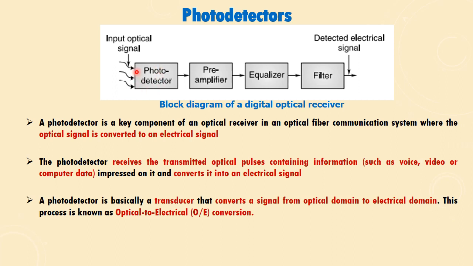This photodetector receives the transmitted optical pulses by means of optical fiber, and that optical signal may be a voice signal, or video, or computer data. That will be converted into an electrical signal. The signal you get from the photodetector is of very low value, so it will be amplified by means of the preamplifier circuit. That is the purpose of the preamplifier in the optical receiver.